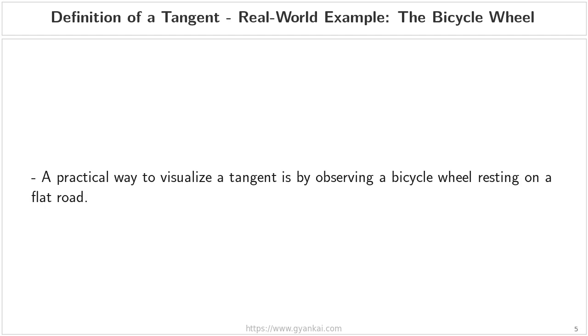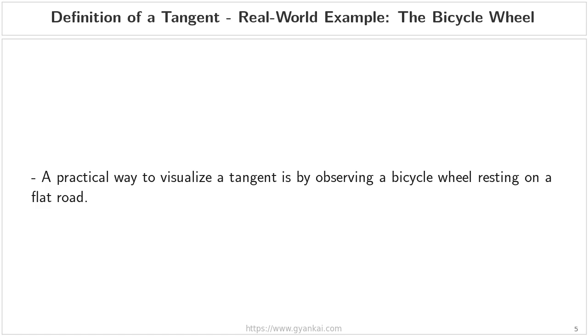Definition of a tangent, real-world example, the bicycle wheel. Now that we have established the formal definitions and compared the tangent with the secant, let's move away from abstract diagrams and look at something you see every single day. This will help you truly visualize what we mean when we say a line touches a circle.